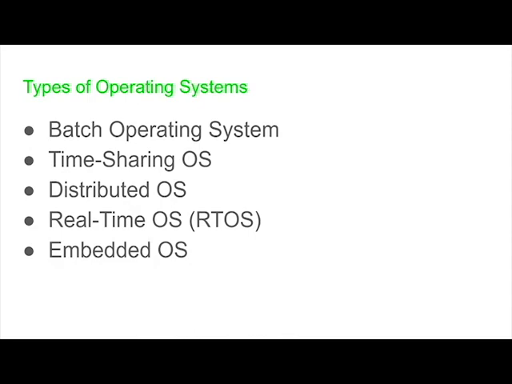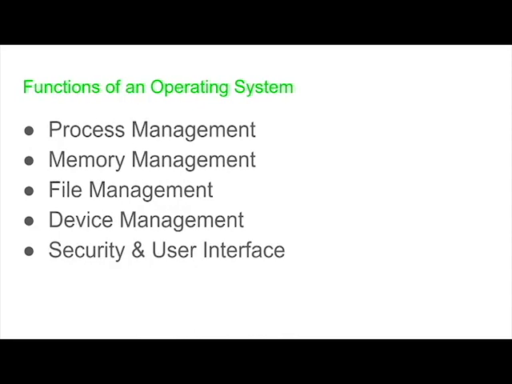So basically, for process management, think of your computer as an office, and every running program is like an employee. The OS is the manager that decides which employee works when and for how long. It handles multitasking and scheduling. It ensures that each process gets fair access to the CPU time.